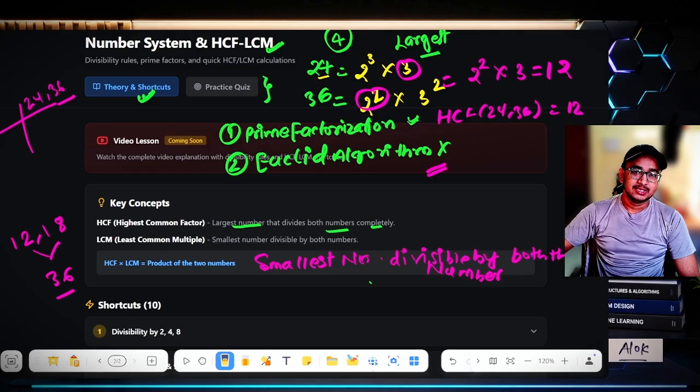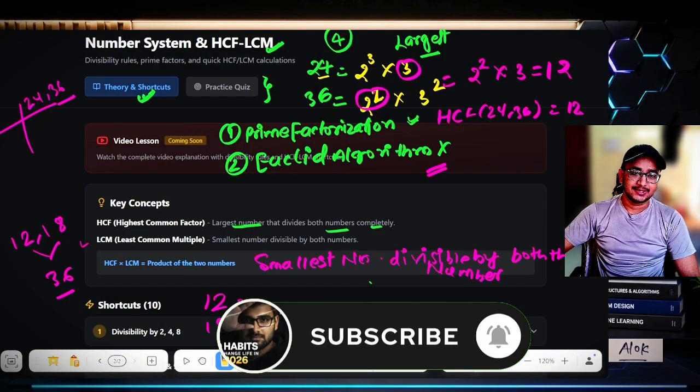How will you find it? You have to find the prime factorization of 12 and 18. Then you have to take the maximum power of each factor from the prime factorizations of both of these numbers, and you will get your LCM.